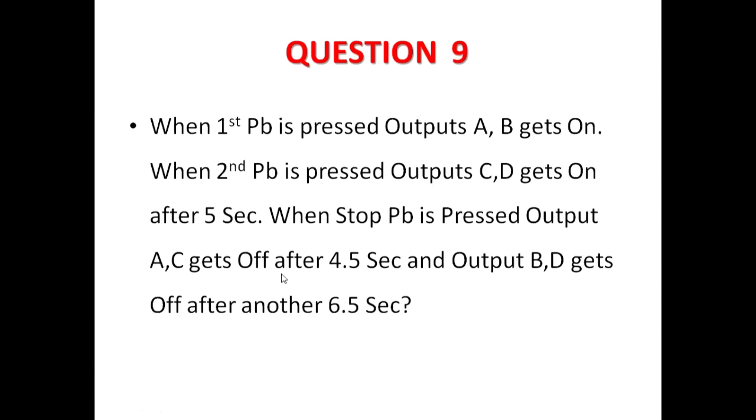So this is example number 9. When first push button is pressed, outputs A, B get on. When second push button is pressed, outputs C, D get on after 5 seconds. So you have to use a timer in the second push button but not in the first push button. When stop push button is pressed, A, C get off after 4.5 seconds and outputs B, D get off after another 6.5 seconds. Okay, so let's move to the solution.